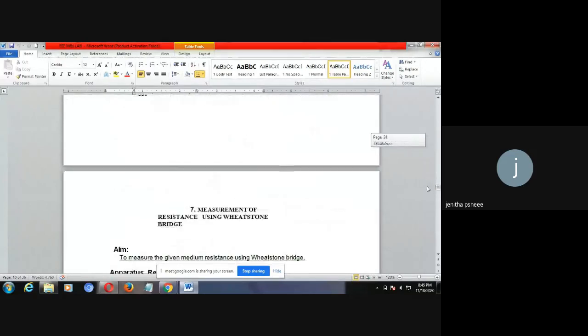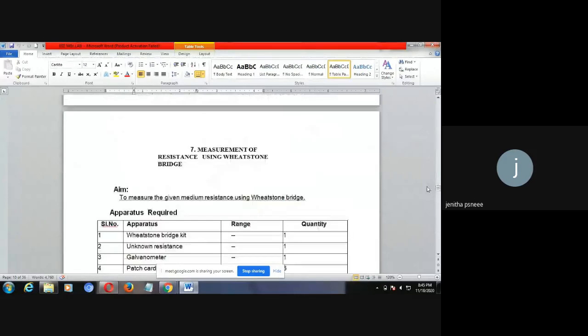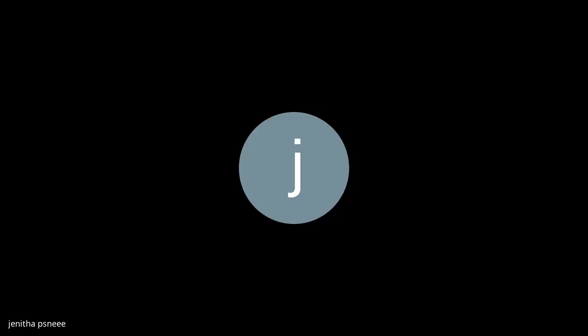So DC bridges consist of Wheatstone's and Kelvin's bridge. First we can see the Wheatstone's bridge and Kelvin's bridge. Next, in AC bridges, we'll be studying Schering's bridge, Anderson bridge, and Maxwell's bridge. Okay, so in DC bridges, see the Wheatstone bridge. So we know that.